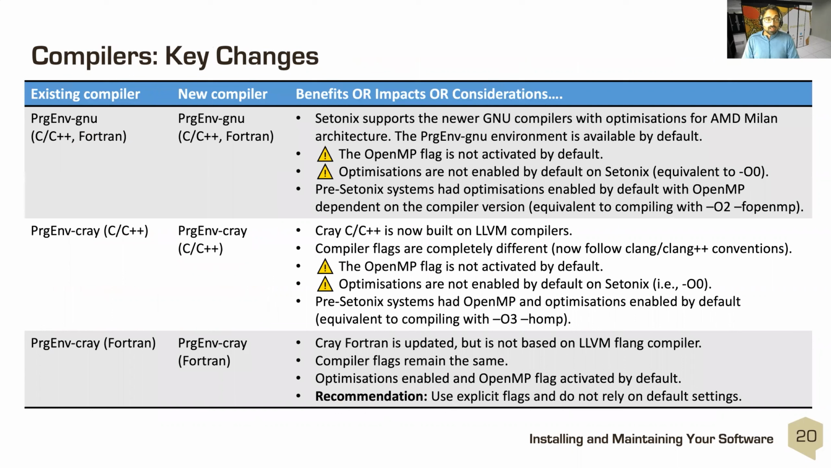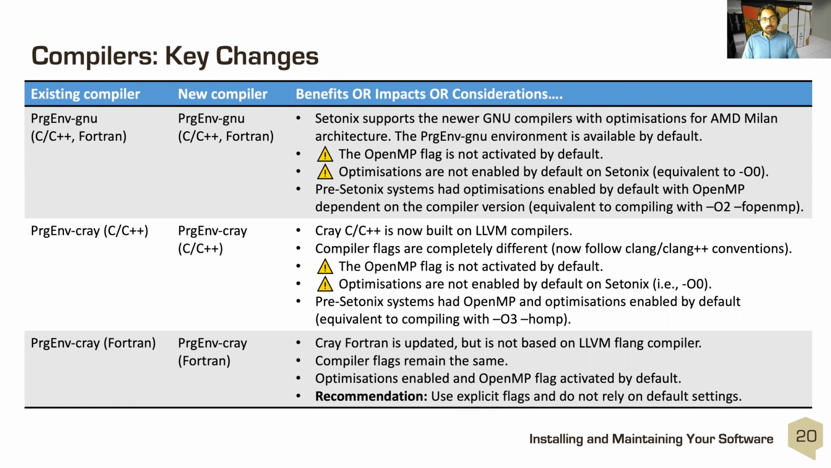There are some key changes with Setonix versus pre-Setonix. We still have GNU programming environments, and the underlying compilers are still GCC, G++, and GFortran. They're newer versions, which can be set up to produce software that's optimized for the AMD Milan architecture, the hardware that's on Setonix.